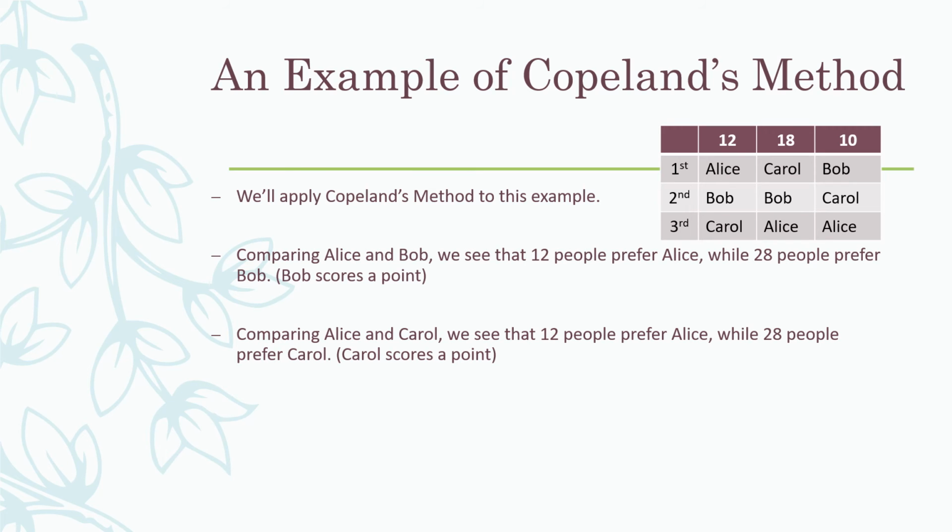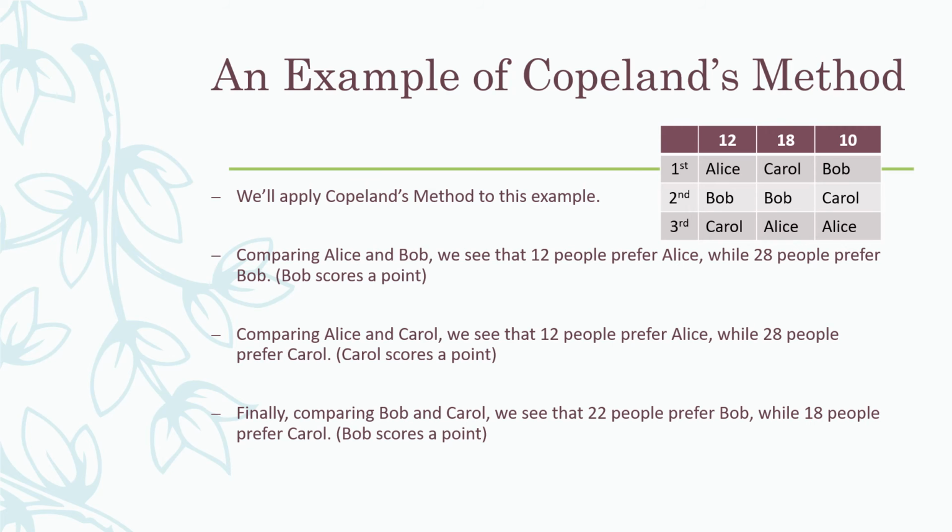Now we have to compare Alice and Carol. Well, 12 people liked Alice to 28 people liking Carol. And again, we're comparing them. We're just pretending Bob doesn't exist for this example. So it's just going to be Alice versus Carol. And in this case, Carol wins. So Carol gets 1 point.